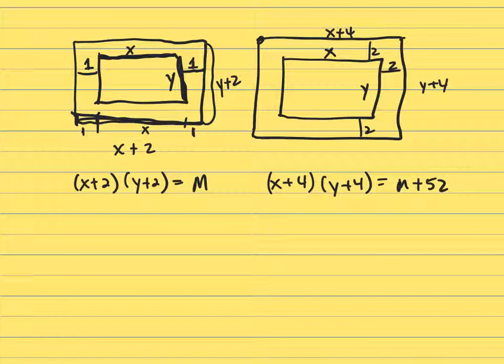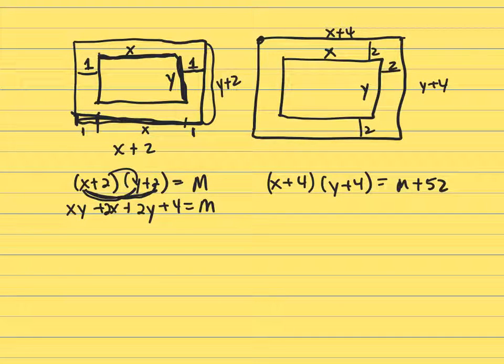So let's do some algebra. Let's FOIL this out. That's X times Y, X times 2, or 2X, plus 2 times Y, plus 4 equals M. So that's what M equals. I'm going to substitute this M in right here, okay?